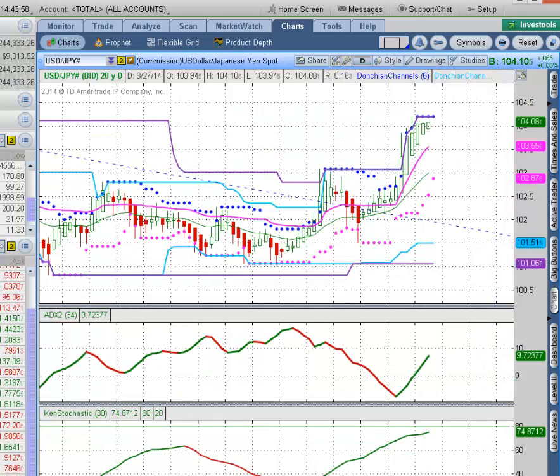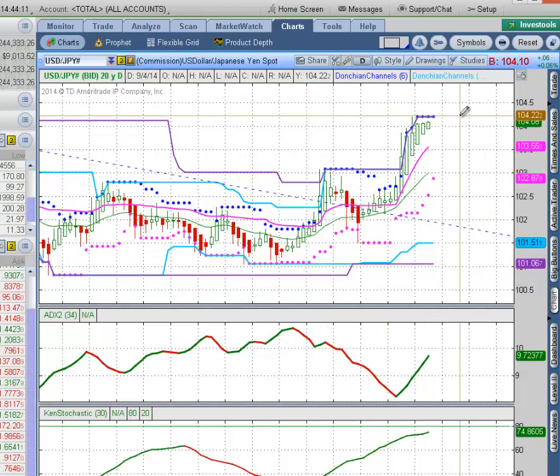The last pair is the US Dollar Yen. We had been in a long-term downtrend channel, but the last couple of months we've been moving sideways. Price has broken to the top and we would be looking now at a bullish trade.